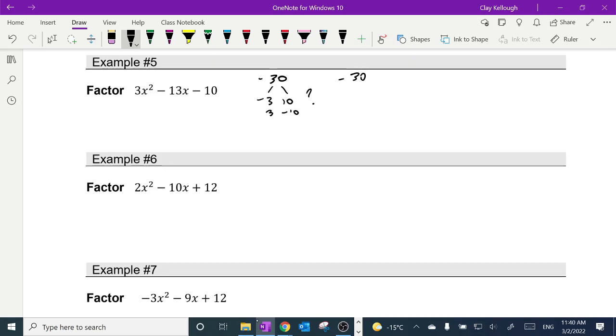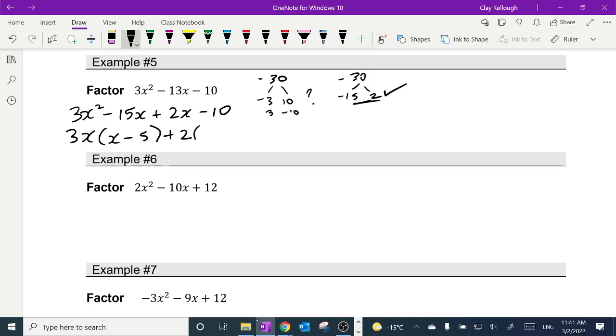How about we try negative 15 and 2? Those are my winners. They add up to negative 13. So I'm going to decompose negative 13. Turned out kind of ugly. I'm going to decompose negative 13 into negative 15x and plus 2x. And now I'm going to factor out 3x. And I'm going to factor out a 2. And then I'm going to factor out the x minus 5.